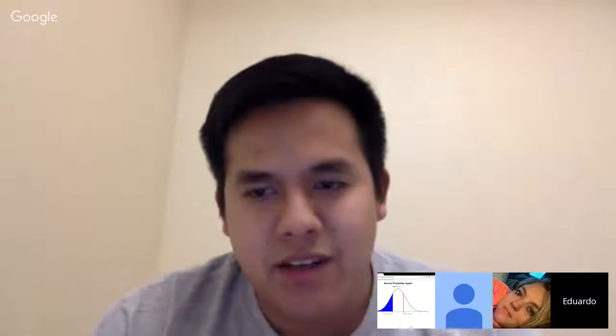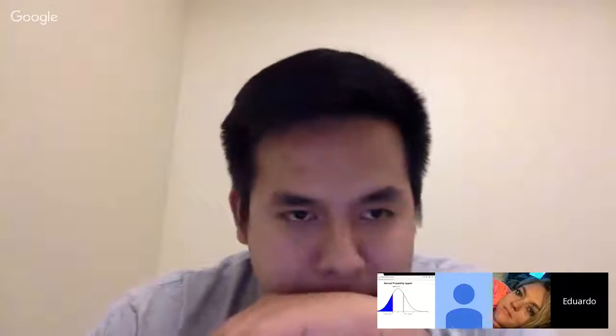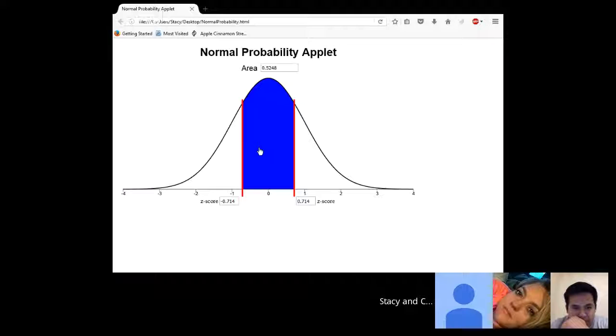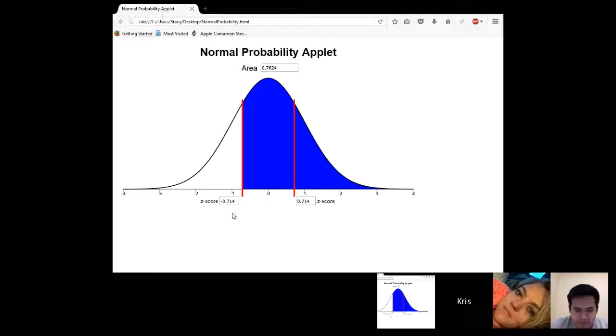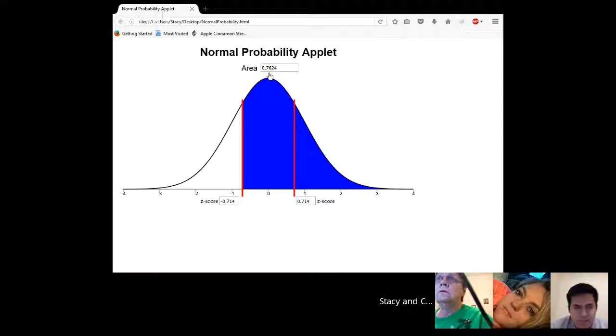Okay. And then basically number 14 is more than 0.60. Okay, so we just go over here and highlight this area, right? Because we want it more than. Our z-score was negative 0.714, so we want everything in this area above it. Right. Okay, so 0.762.